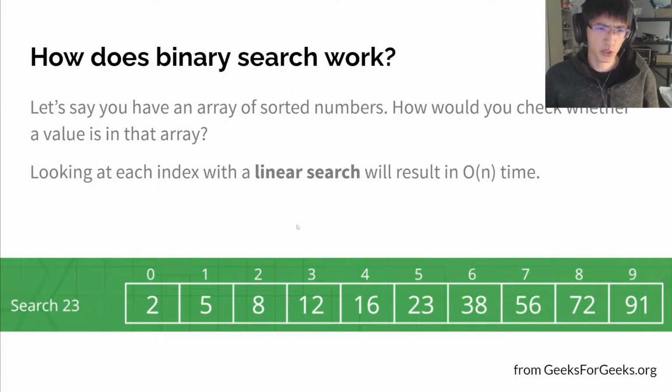So how does binary search work? Let's say you have an array of sorted numbers like this. How do you check whether a value is in that array? A basic approach might be linear search: look at every single index and check whether or not that number is in the array. That's going to take order of n time, because in the worst case scenario, you're going to have to look through every single index, right?